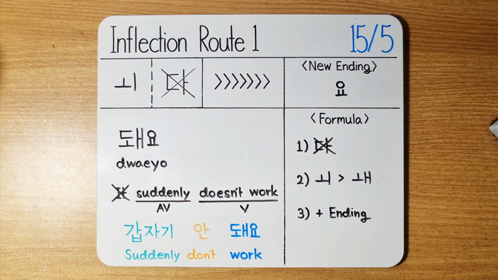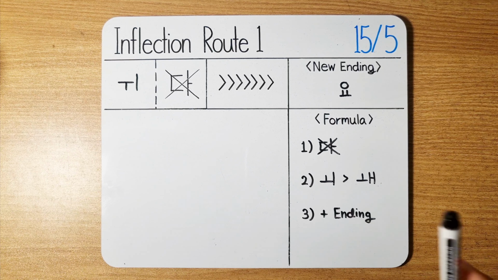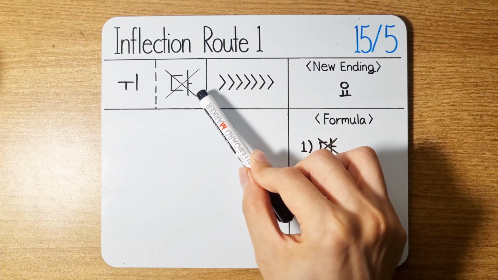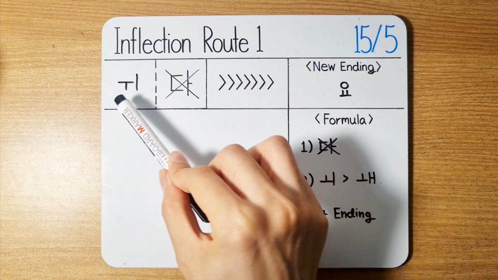Now let's move on to the next situation within inflection route number 1, since there aren't many examples of display forms that fall into this category. The next situation within inflection route number 1 is when a display form ends with the vowel ㅟ once 다 is erased.